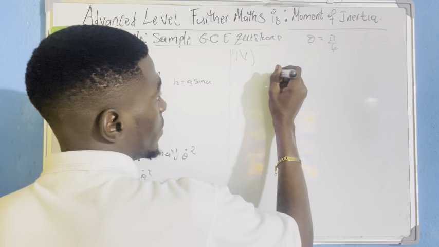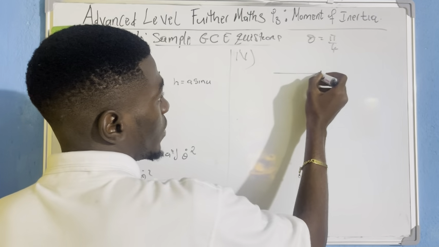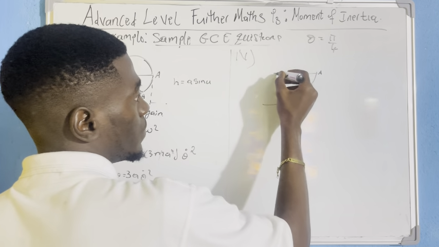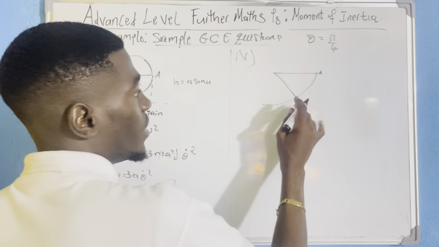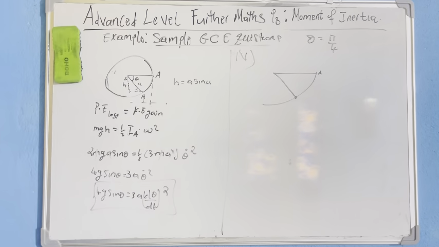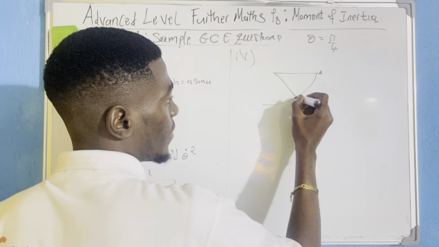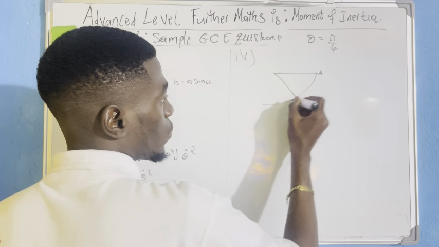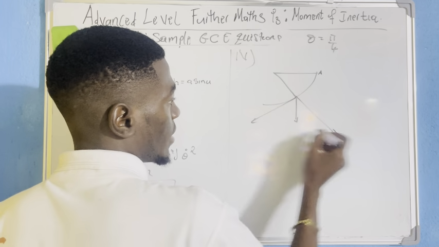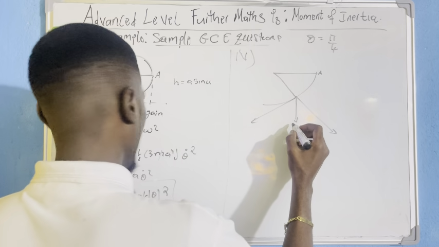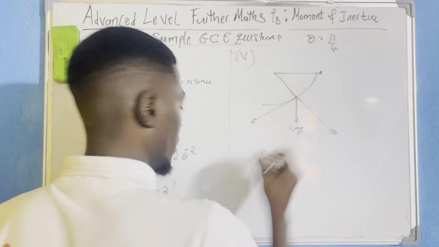We have the initial position of A here. Then when it is rotating like this, we have a final position of A here. Are you seeing? Then the weight is like this. It has two components, one like this and one like this. This is the weight, and the weight there is 2mg.